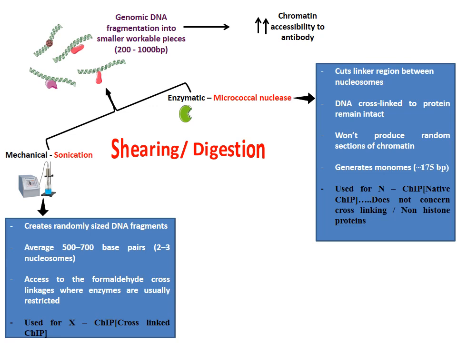It is done by sonication, where high frequency ultrasound waves are used, which will create randomly sized DNA fragments of nearly 500 to 700 base pairs, and it is majorly favorable for X-ChIP, that is cross-linked ChIP method, where the starting material may be the cross-linked chromatin, and these ultrasound waves have access to the formaldehyde cross-linkages, where normally the endonucleases are restricted.